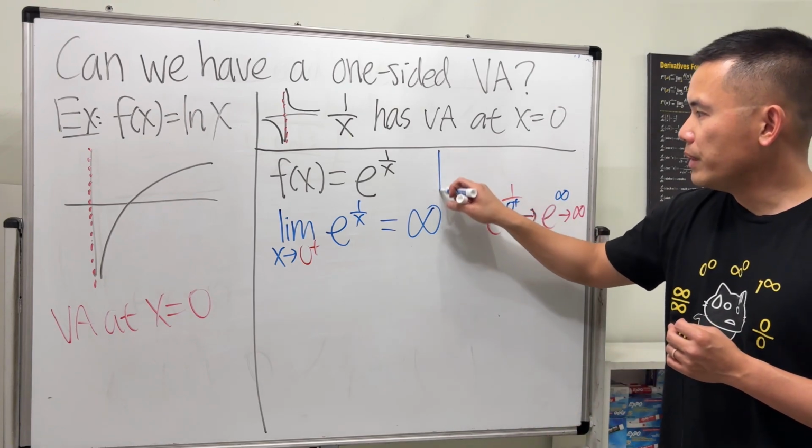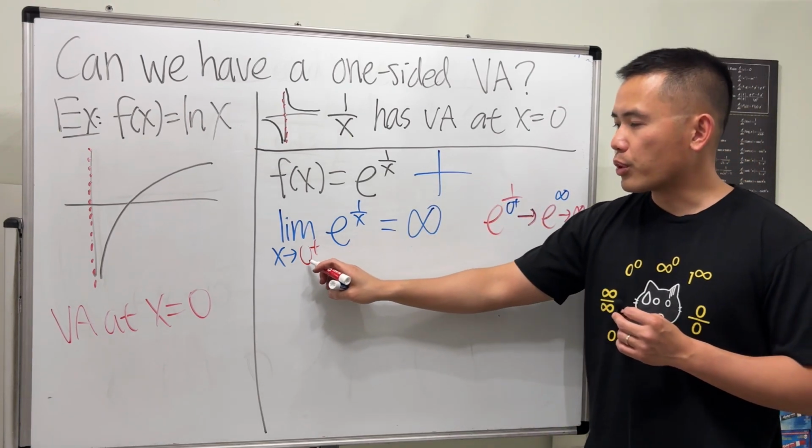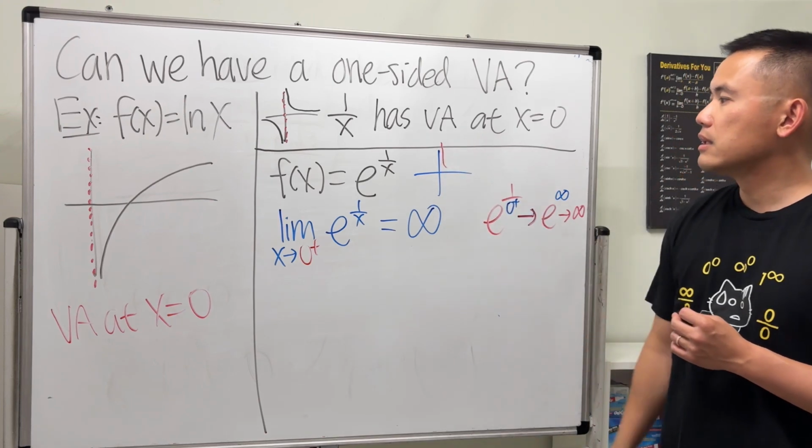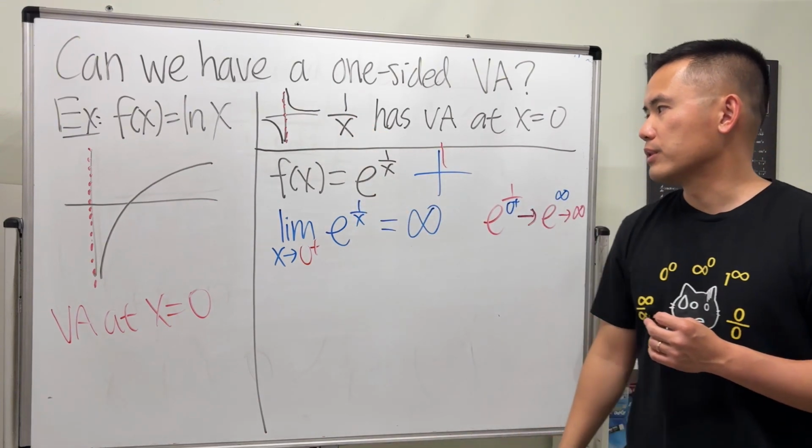So that means if you make the graph, when x is approaching 0 from the right-hand side, the function will go up to infinity like this. So it behaves kind of similar to that.